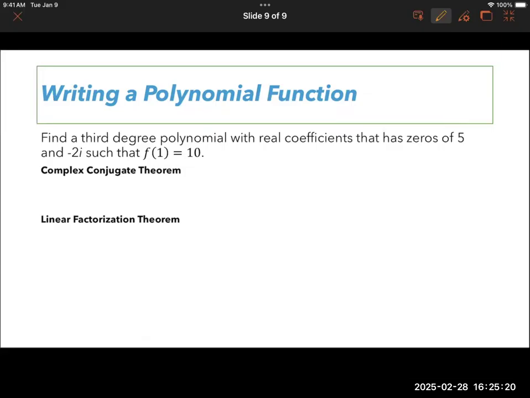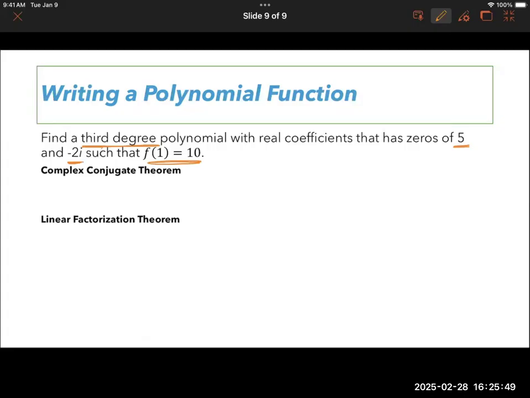So here's this example where we're asked to find a 3rd degree polynomial. So we know we want it to be cubic with real coefficients that has zeros of 5 and -2i and meets the criteria that f of 1 is equal to 10.